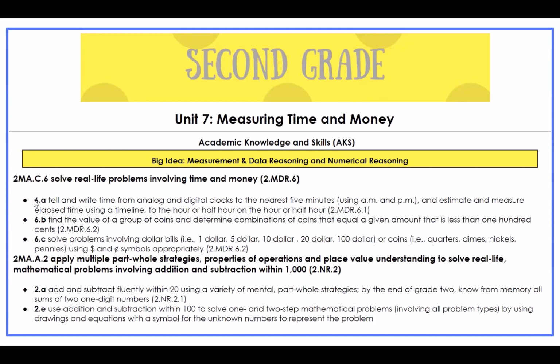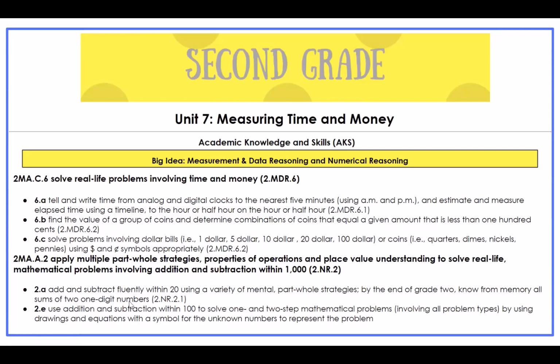AKS 6 involves students telling and writing time from analog and digital clocks to the nearest 5 minutes using AM and PM. Students will also measure and estimate elapsed time using a timeline to the nearest hour and half hour on the hour or half hour. Students will also build understanding of money to solve problems, finding the value of coins and determining coin combinations, and problems involving dollar bills. In second grade, students should solve problems involving only dollars or only cents.